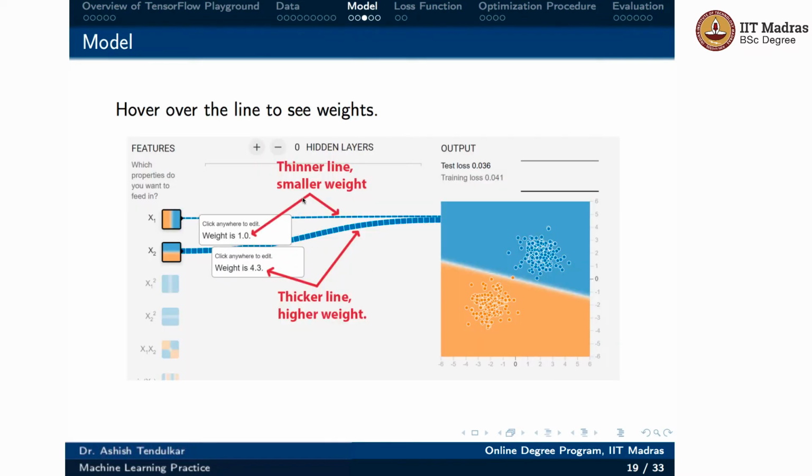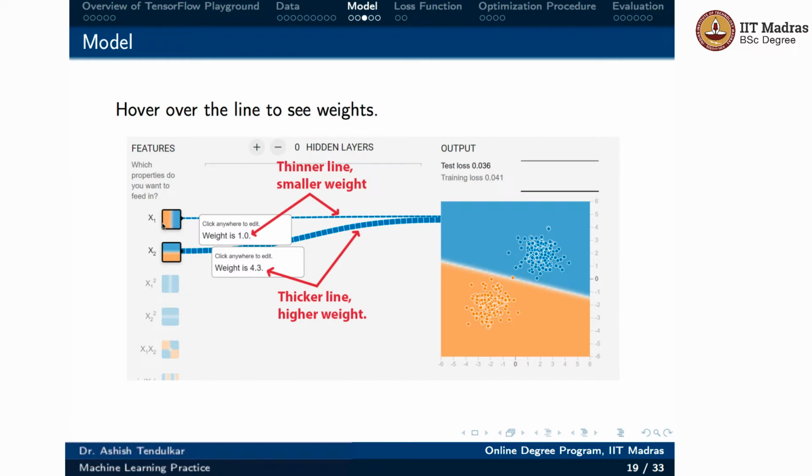So there is a weight associated with every feature, and TensorFlow Playground visually demonstrates how important the feature is. If the feature has a larger weight, the line will appear thicker, and if the feature is not so important, the line will be thinner compared to the other line. You can see that the weight assigned to x1 is 1, so it's a thinner line compared to x2, where the assigned weight is 4.3.